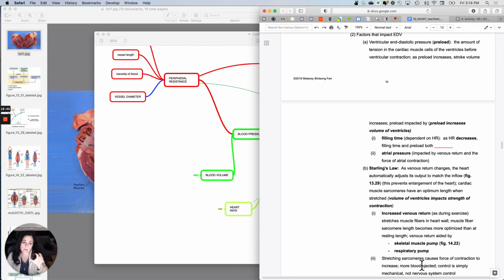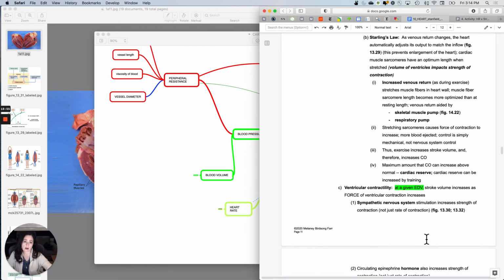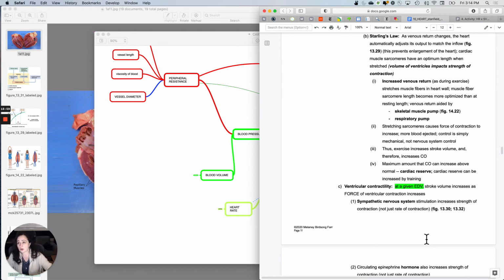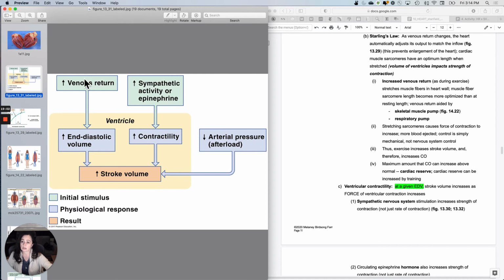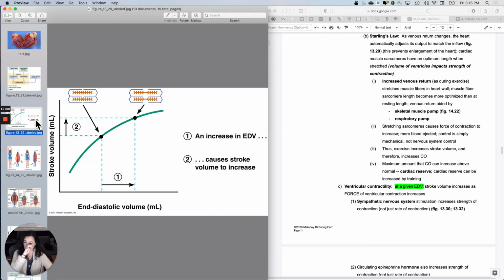And Starling's law is really related to the whole volume of the ventricles thing too, but in a different way. Okay, so Starling's law is this cool thing that happens in the heart that says as your venous return changes, okay, so here's your venous return, the amount of blood that is returning back through the veins, as your venous return changes, the heart automatically adjusts its output to match the inflow. And this is the figure that you're going to look at here. So as the end diastolic volume increases, the stroke volume will increase. Because why? Because of the cool thing about cardiac muscle sarcomeres, they actually contract better when they're stretched.